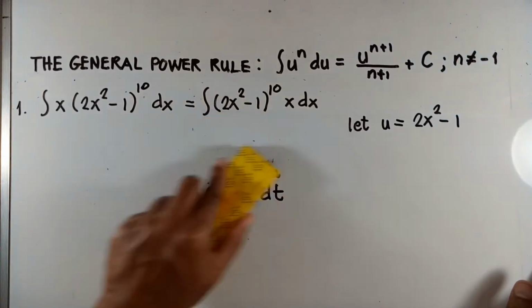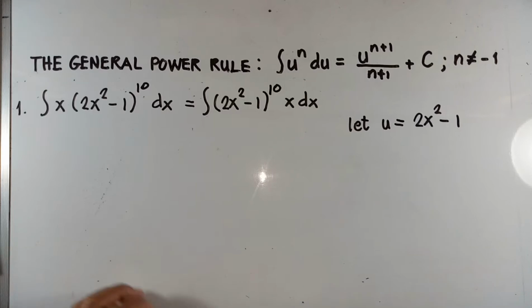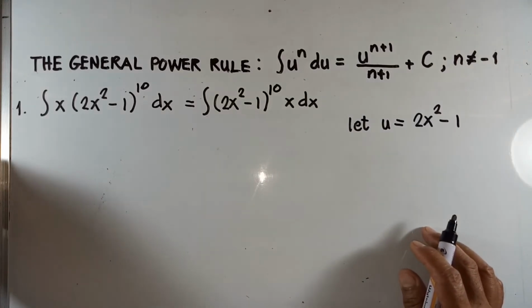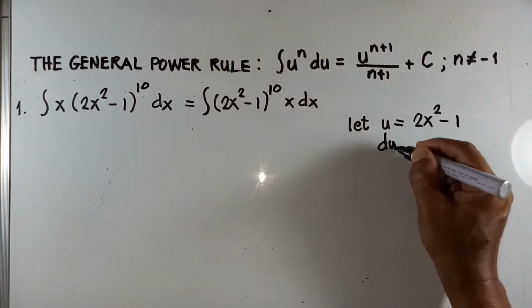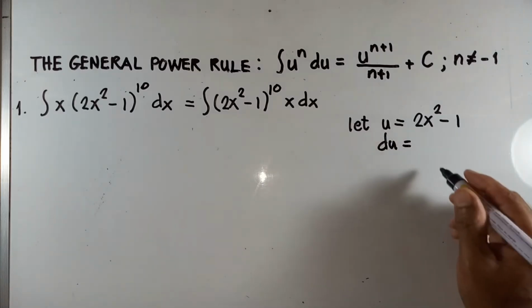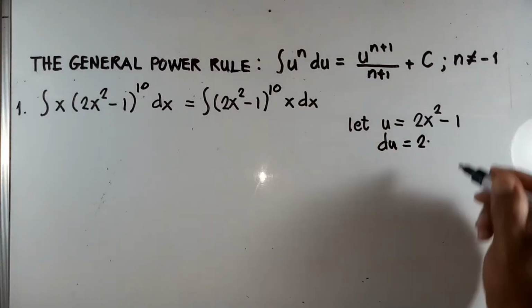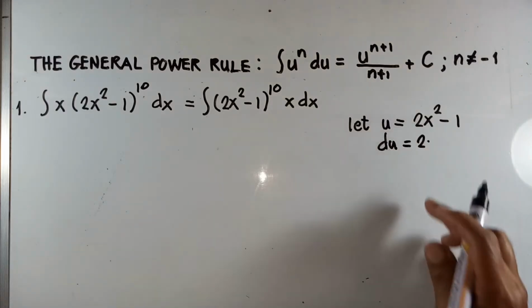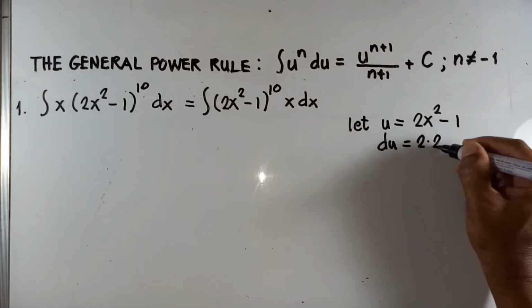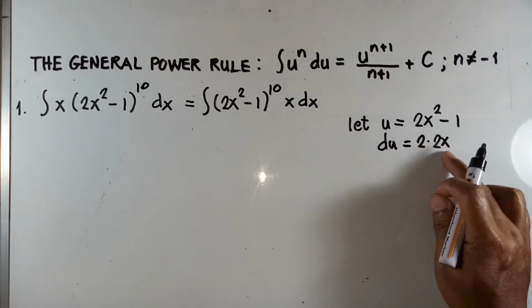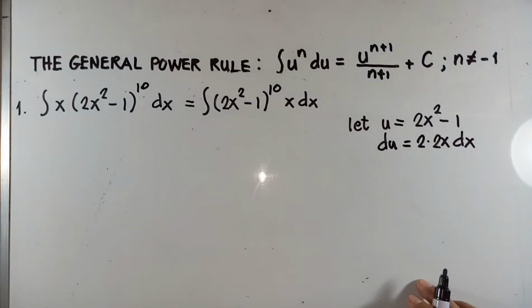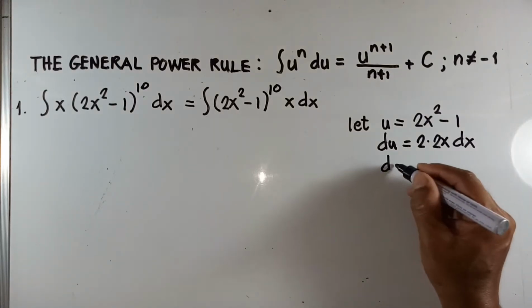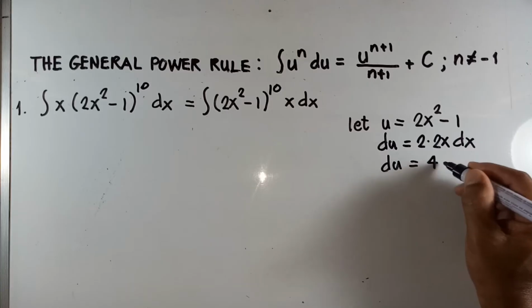No? Okay? So, kaya natin ngayon yung derivative of u equals 2x squared minus 1 in differential form. So, derivative of u in differential form is du. And then the derivative of 2x squared, so meron tayong 2, yung constant. And then the derivative of x squared in differential form is 2x by power rule times the derivative of x in differential form dx. And then the derivative of negative 1 is 0. So we'll have du equals 4x dx.